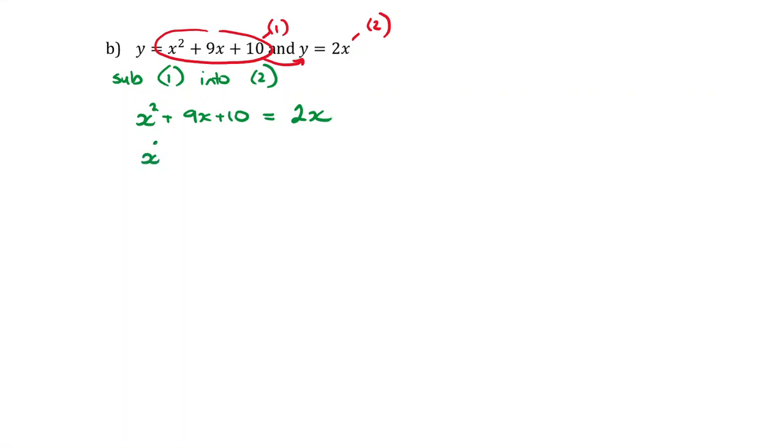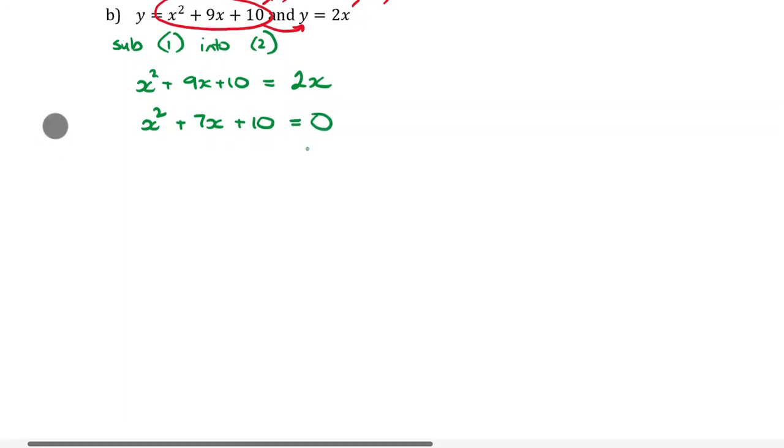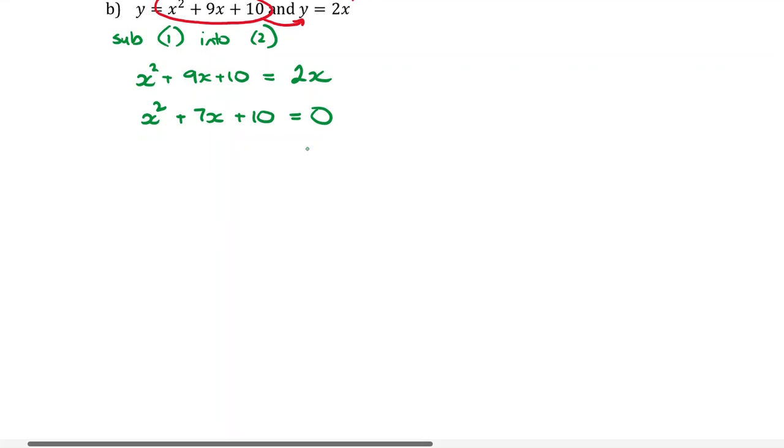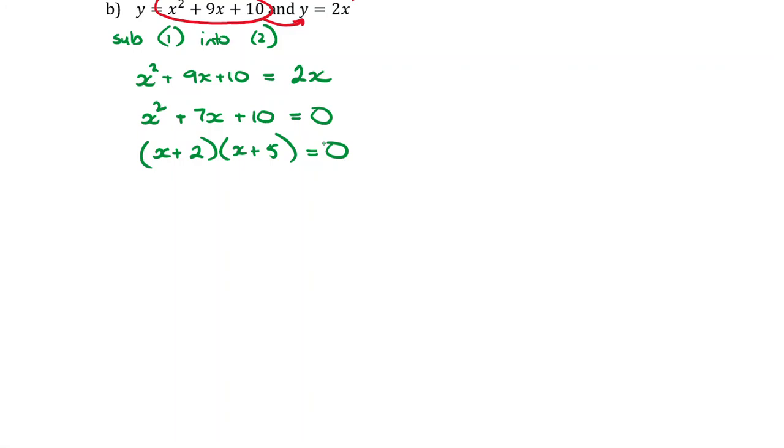So we'll have x squared. When I subtract the 2x over, I will get 7x plus 10 equals 0. And okay, looking at that, what times to give 10 and adds to give 7? It would be 2 and 5. So this one I can see straight away that I can factorize it. So no need to use the discriminant because I can see the solutions.